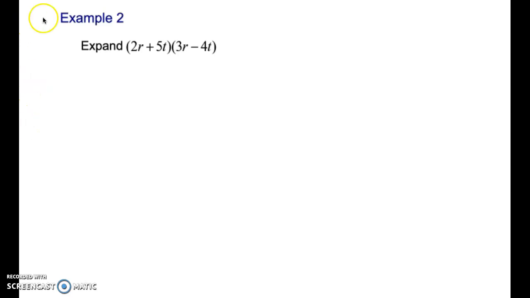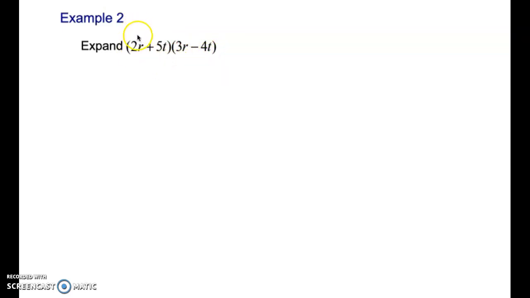In today's video we will look at example 2 in your notes, and we're going to look at expanding the binomial 2r plus 5t multiplied by 3r minus 4t. And in order to expand this, we need to use distributive property as we talked about in the previous video. So when we do that, remember we take each term in the first binomial and we multiply it by each term in the second binomial.